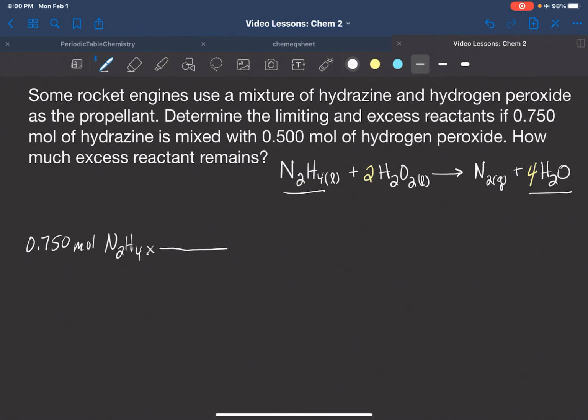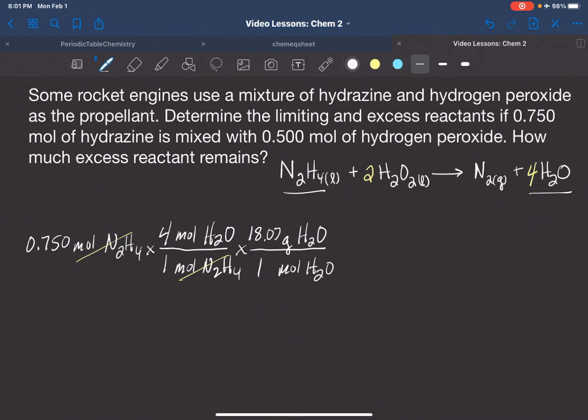All right. So in the reaction, we can see that there's 1 mole of the hydrazine for every 4 moles of water. That unit cancels out. So now we bring the unit moles of water down. And now we can go from moles of water to grams of water, and we know the molar mass of water is 18.02 grams. So that unit is gone. Now if we were to do the math, we have 0.75 times 4 times 18.02, which should be 54.06, and that would be grams of water.